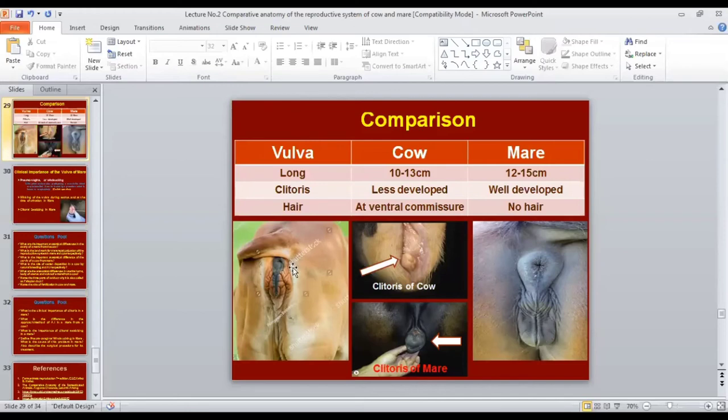And here in this picture, you can see the vulva of the cow and how it is located under the anal sphincter, and there is a difference in the shape of the labia of the cow from the mare.